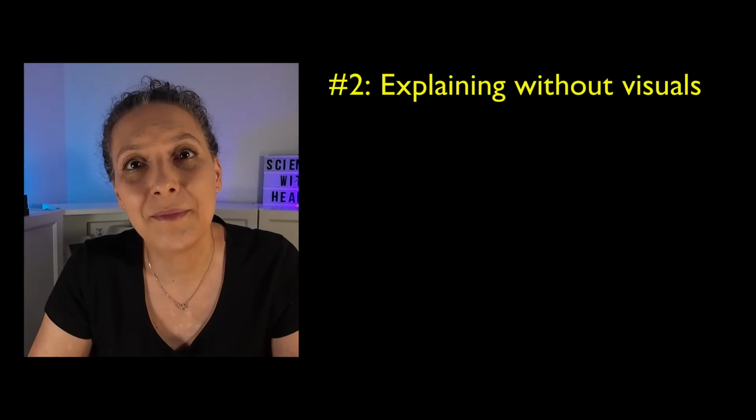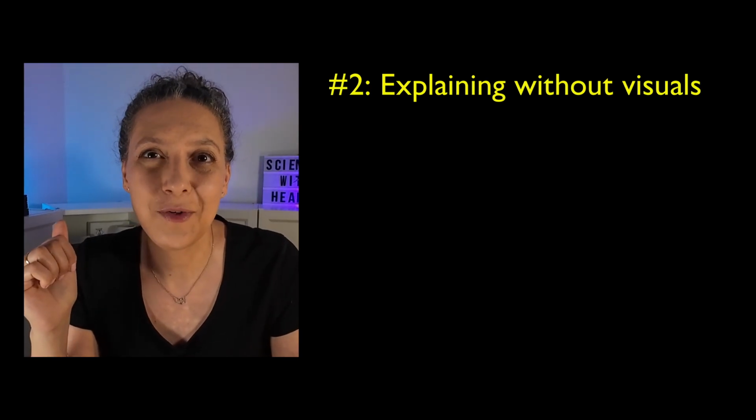Mistake number 2 of the 5 most common teaching mistakes: it's explaining something without visuals or with the wrong visual. You know, students cannot see what's in your head when you explain it. They need to see it actually on the PowerPoint slide or you drawing on the whiteboard. That's, by the way, always an option.